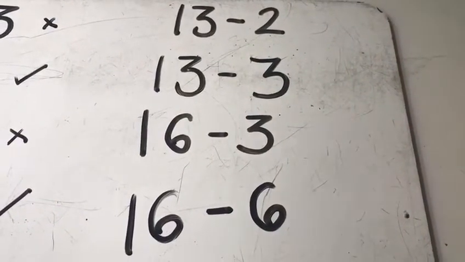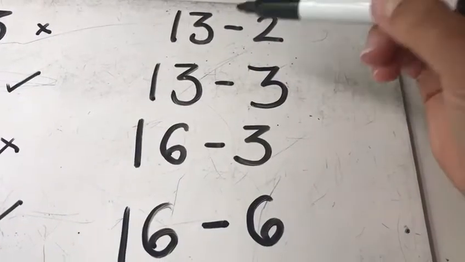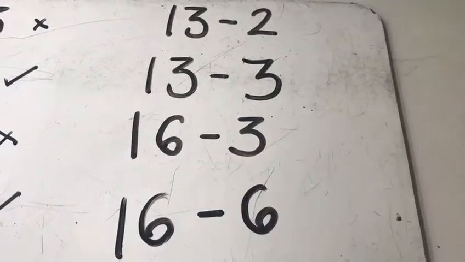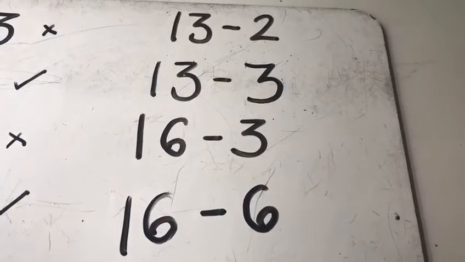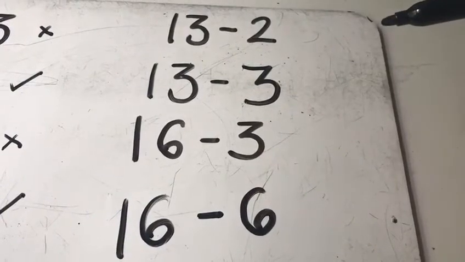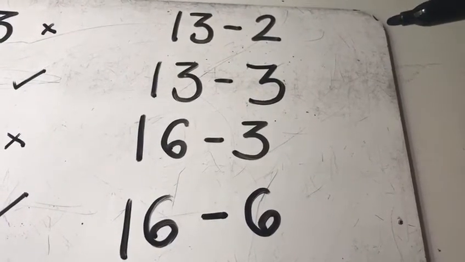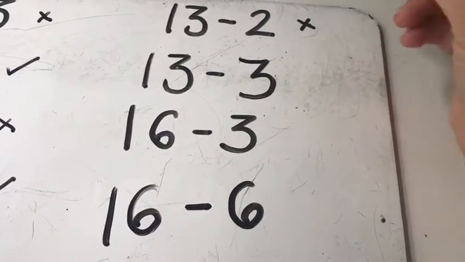I'm going to use the same technique as I did before. Ignore this tens column for a moment. Imagine I were doing 3 take away 2. What would my answer be? 3 take away 2 would be 1. So what do you think 13 take away 2 would be? It would be 11. So this answer is not a bridge to 10.